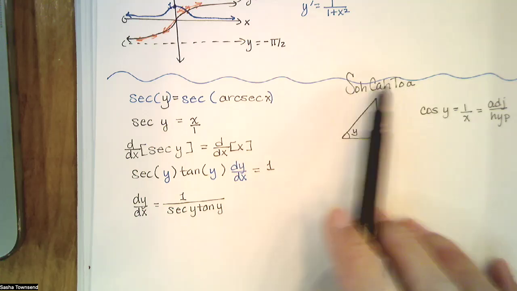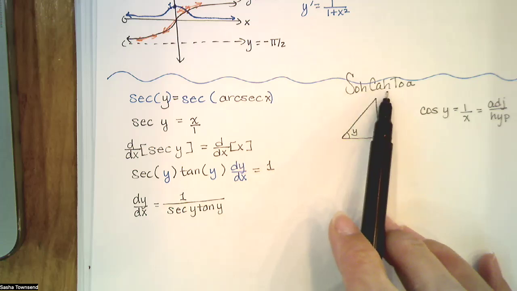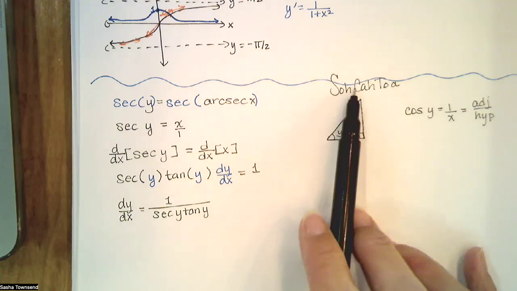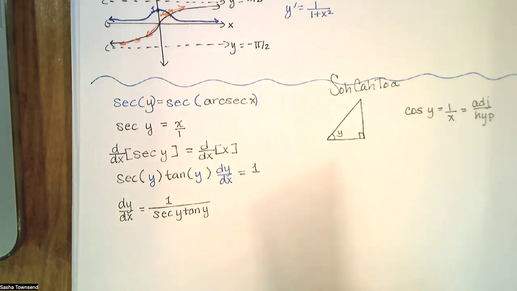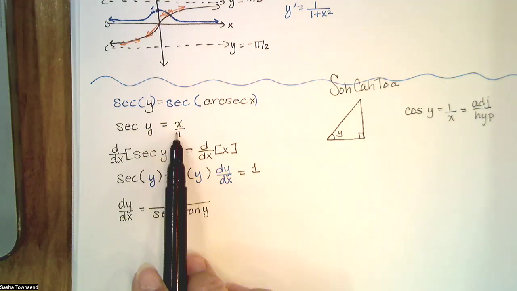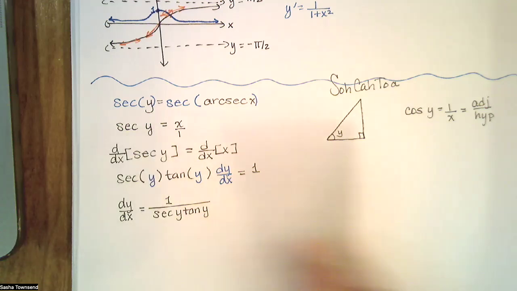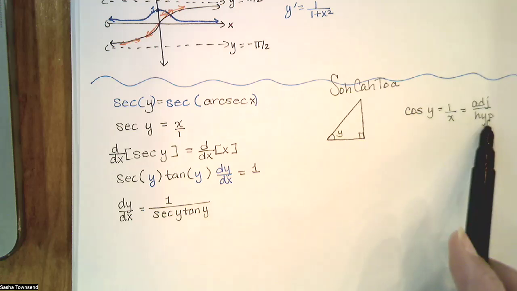This helps you remember. Sine is opposite over hypotenuse. Cosine is adjacent over hypotenuse. Tangent is opposite over adjacent. So I really think in terms of sine, cosine, and tangent, and then take reciprocals to think about secant, cosecant, and cotangent. So when they tell me this is my secant, I say, okay, let's write it in terms of cosine. Reciprocal of secant is cosine. So I say cosine of y is 1 over x, which is adjacent over hypotenuse.